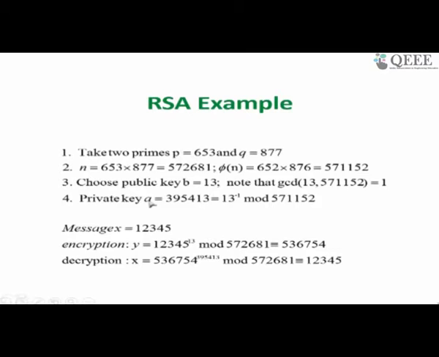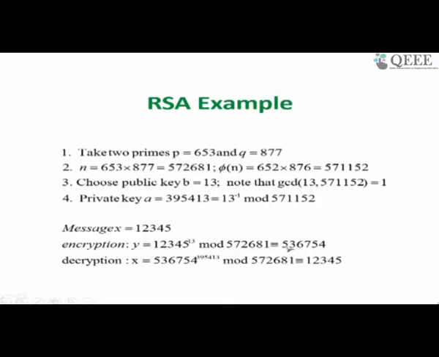Okay. Now, let's assume that we have a message called X, which is 1, 2, 3, 4, 5. So Alice would take this message X, raise it to the power of the public key, which is 13, modulo n, that is 5,72,681, this n value, to get 5,36,754. So this is the ciphertext which she obtains.